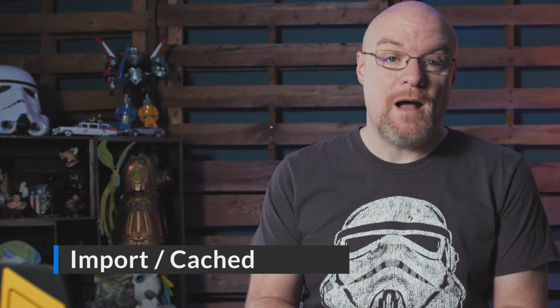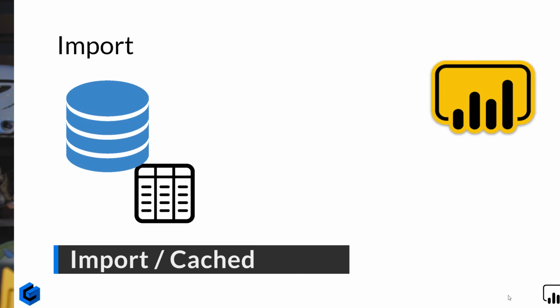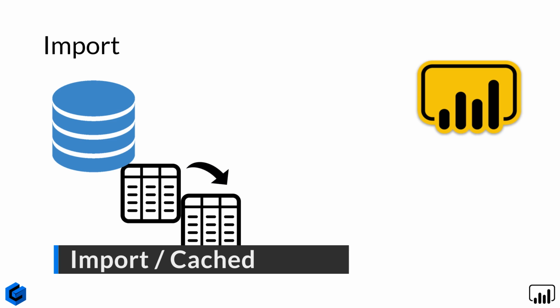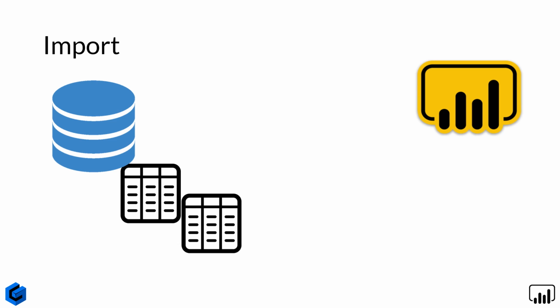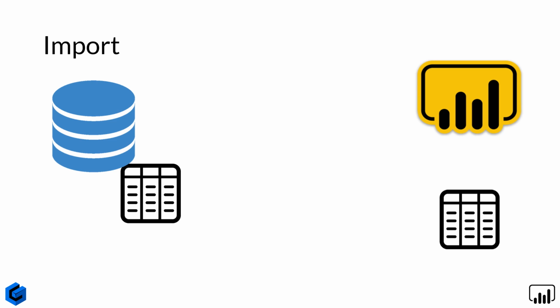So the import option, what this means is that we're going to connect to the data source. This could be on-premise, it could be in the cloud. We're going to take a copy of that data and bring it locally inside of Power BI Desktop. So the data is going to reside in the data model inside of the Power BI Desktop file. So we've got that copy of data locally, right?